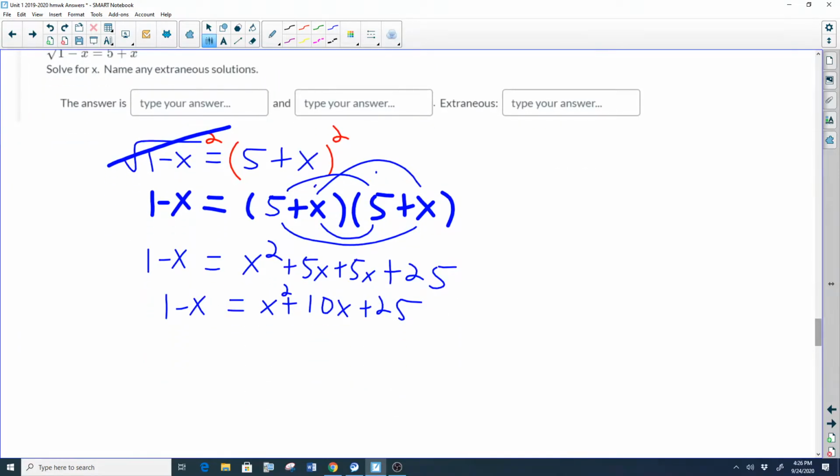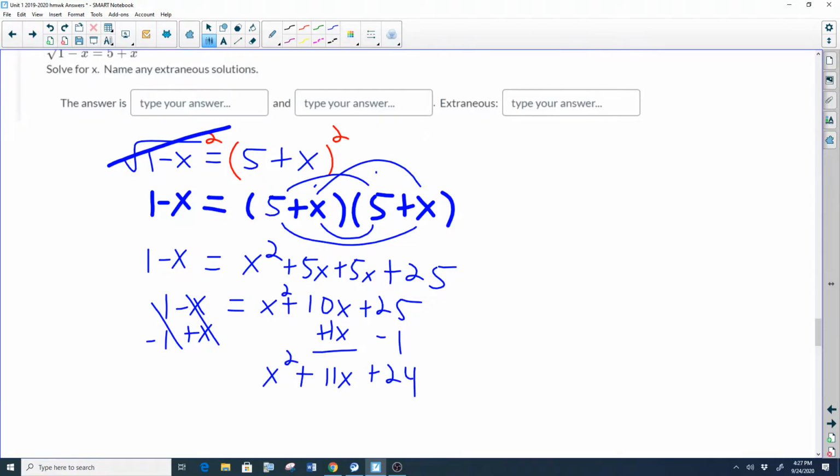Okay, get everything on the same side is the next step. Do you remember that? Get everything on the same side. So now we have 10x plus a 1x by itself is 11x. And then we're going to minus 1. We're getting everything on the same side now. And so that's going to be a 24. And then an x squared.